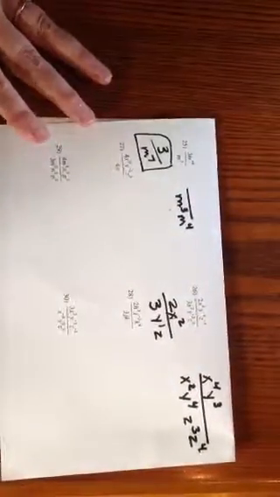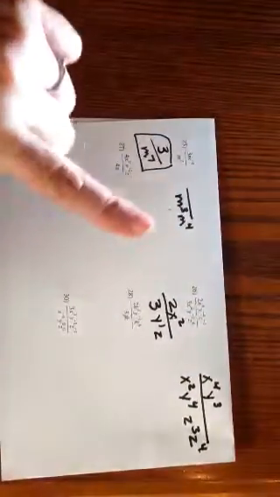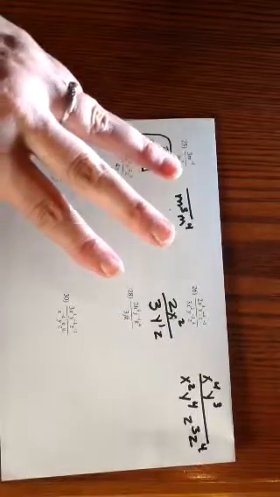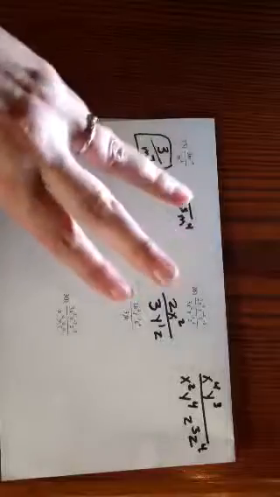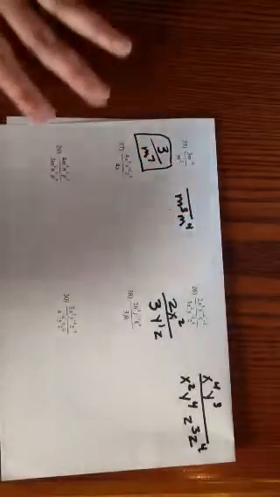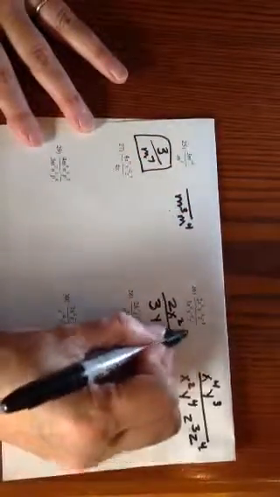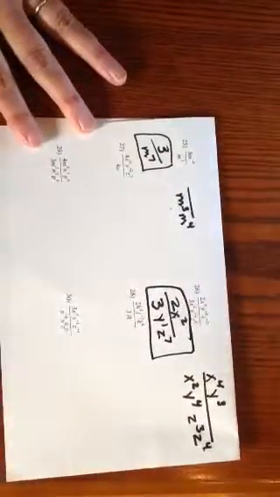I'm like, no, because Z to the third is Z times Z times Z. And Z to the fourth is Z times Z times Z times Z. So you really have 7. And that is your answer.